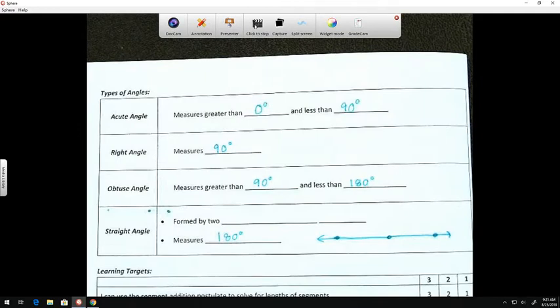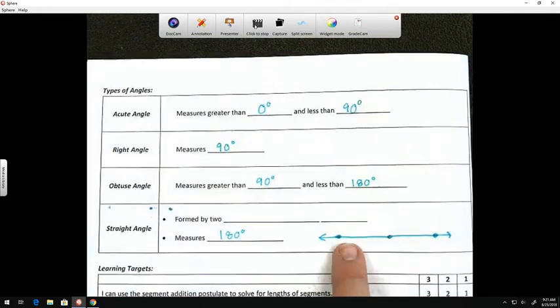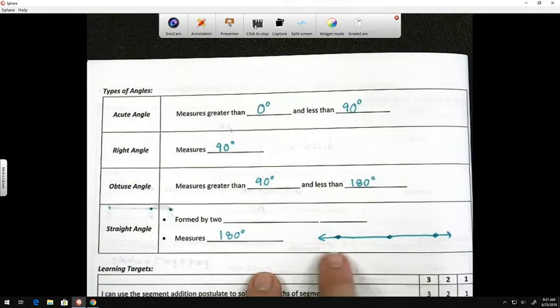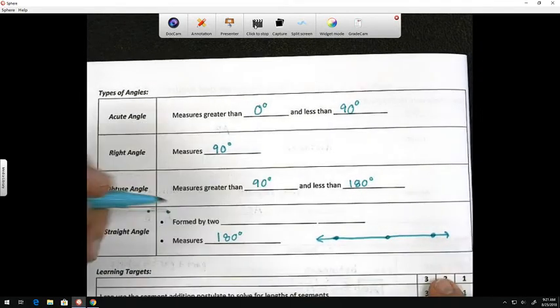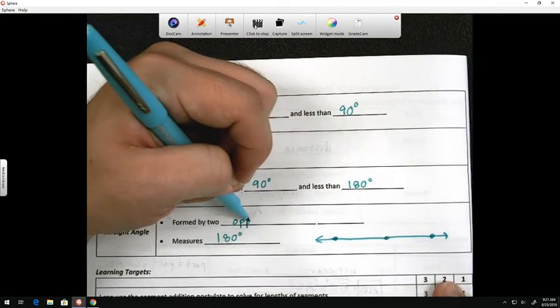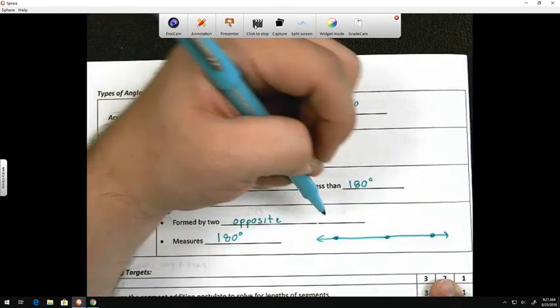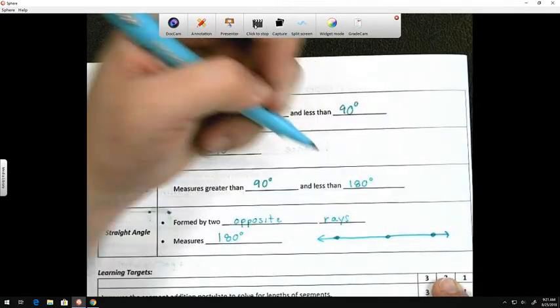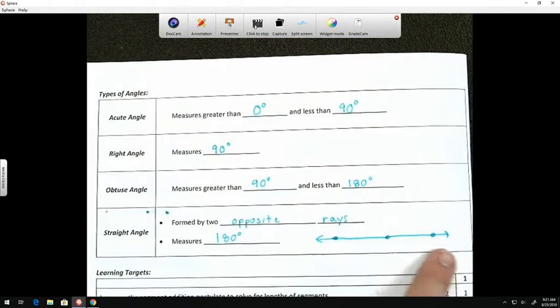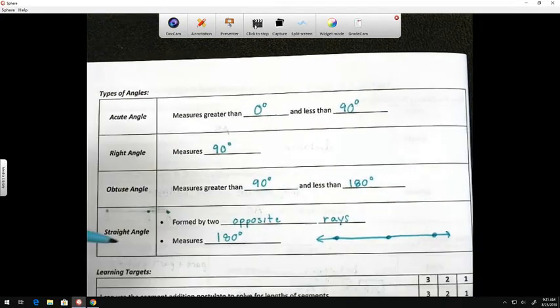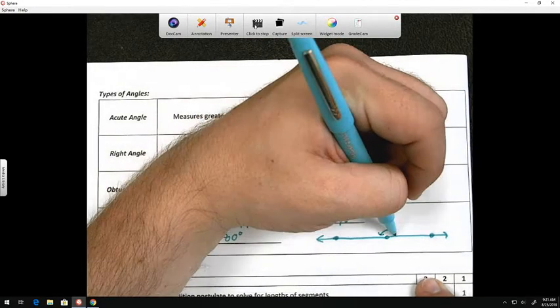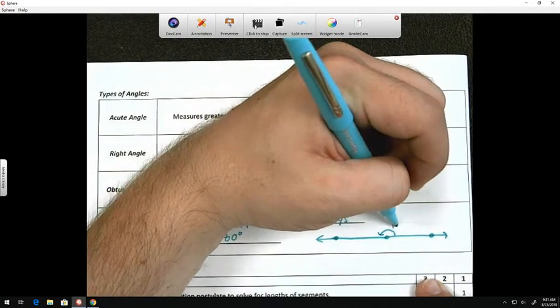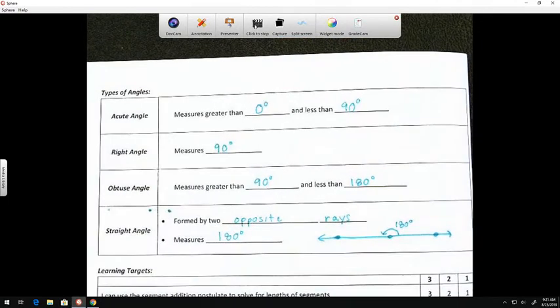Well, prior to this video, we thought that this was just a line, right? We made one ray. We made another ray going in the exact opposite direction. So we really created opposite rays. But now I want you to know that you didn't just create a line. You also created a straight angle, because I know that from this ray all the way to my other is 180 degrees. All right?